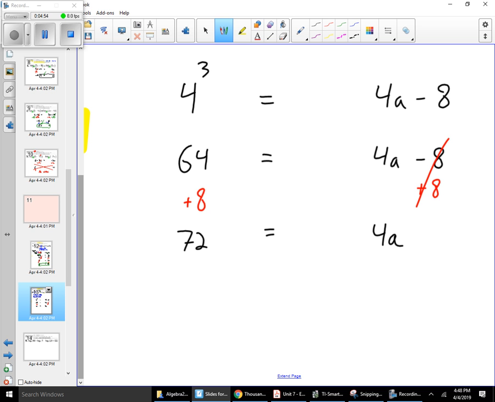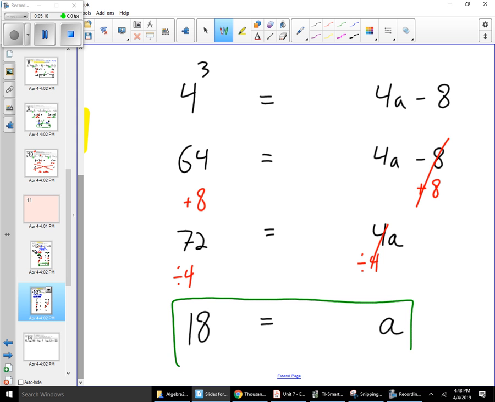And last but not least, to get that a by itself, we can divide both sides by 4. 72 divided by 4 is 18. Now you would want to double check that this 18 does in fact work. In the interest of time, I'm just going to go ahead and tell you that I've already checked it and it does. I encourage you to go and check it though. It's a good practice to get into.